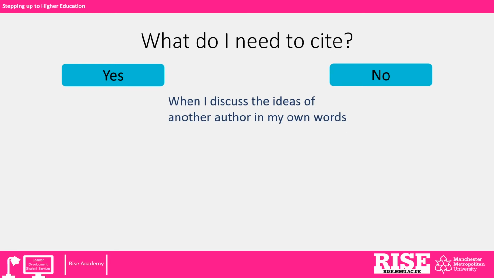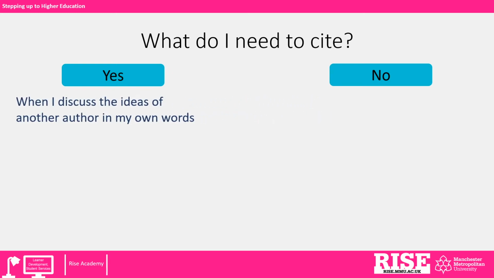So when you discuss the ideas of another author in your own words, you would need to cite and reference this information. When you use the ideas of another author and put them into your own words, this is known as paraphrasing, but as the original idea and work is not your own, you would need to cite it.